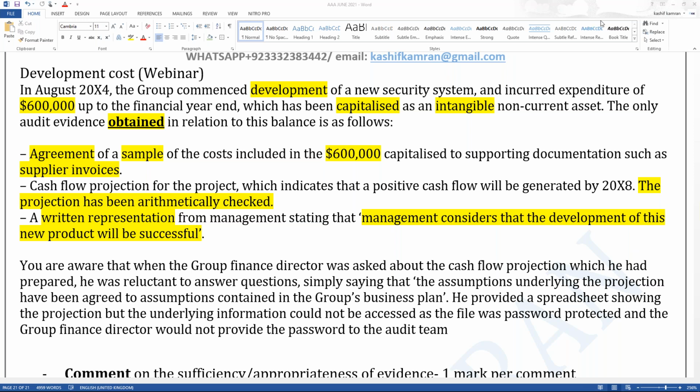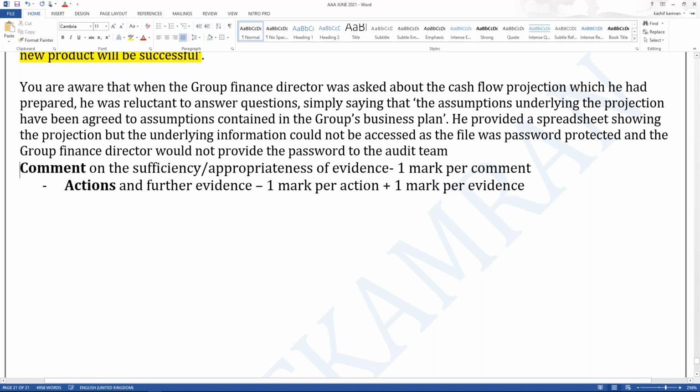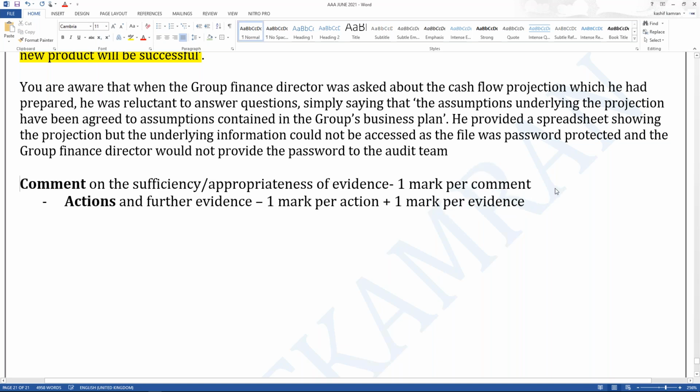And we were discussing whether the evidence obtained by the audit team is sufficient or not. So they just had an agreement of the sample of invoices to confirm the expense had indeed occurred, but they didn't have any evidence on the bifurcation between research cost and the development cost. So let me write the first comment on sufficiency and appropriateness of the evidence, right? Let's see how we go about writing the answer.